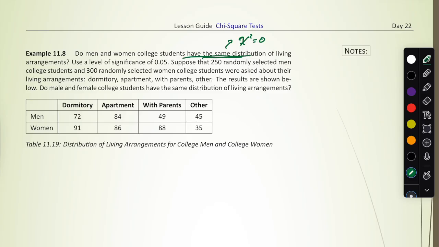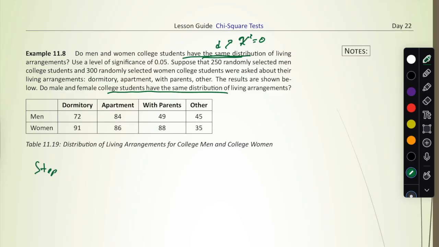Okay, use that. Suppose that 250 randomly selected men college students and 300 randomly selected women college students were asked about their living arrangements. The results show the table. Do males and females have the same distribution of living arrangements? Okay, so that's really what we're going to test right there. It happens to be the same as what they said earlier, and that's fine. All right, let's go ahead.